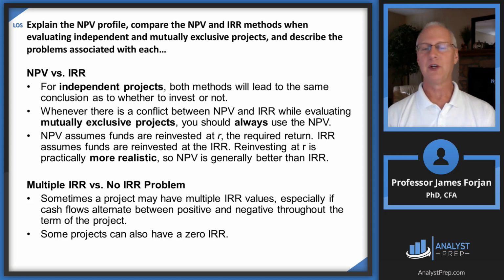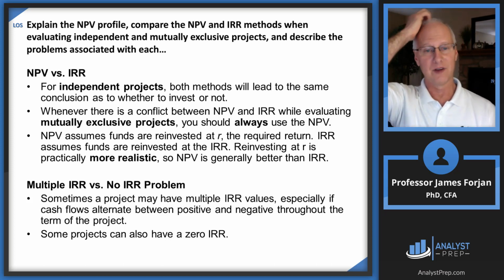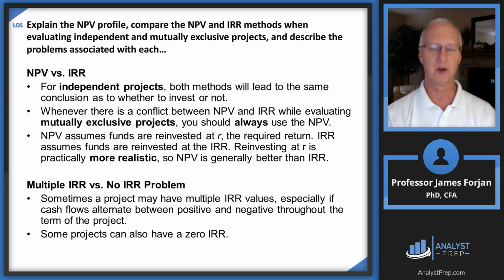Now, sometimes you could get multiple IRRs and sometimes you could get no IRR. So what do you do? What do you do if the IRR for a project is 4% and it's 96%? Well, then you just scratch your head and you say, okay, I'm not really sure what to do. Well, what do you do? You go back to net present value.